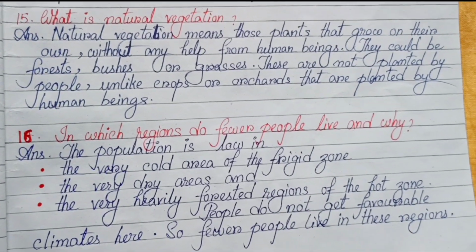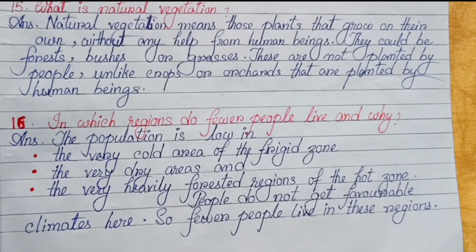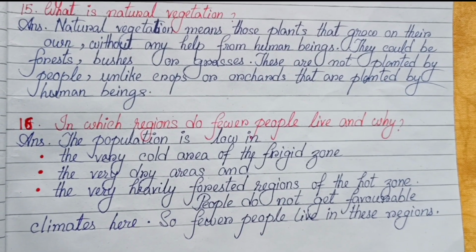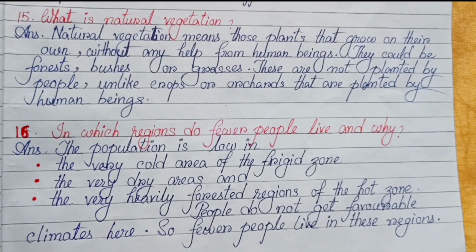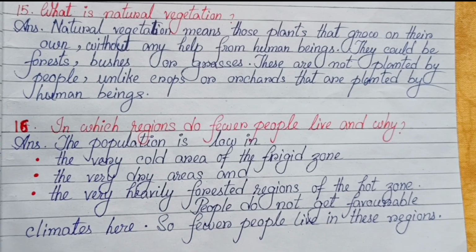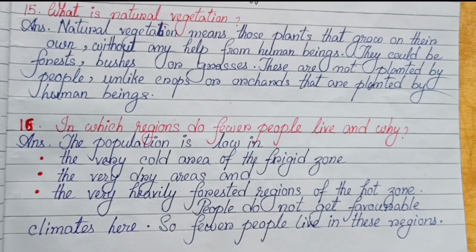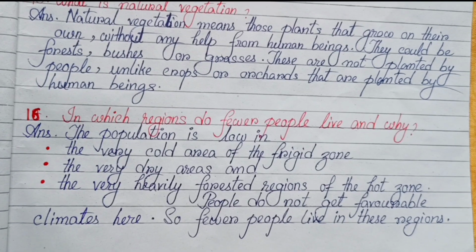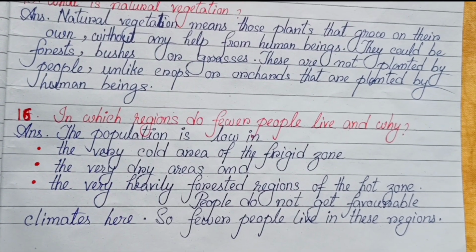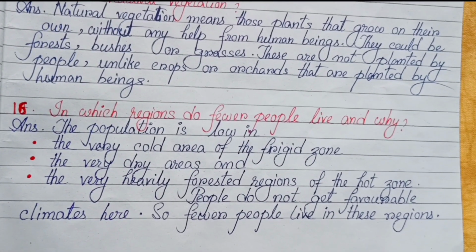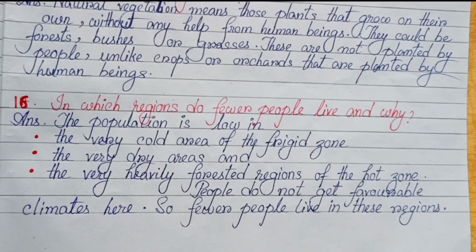Number 16. In which regions do fewer people live and why? The population is low in the very cold area of the frigid zone, the very dry area, and the very heavily forested regions of the hot zone. People do not get favorable climates here, so fewer people live in these regions.